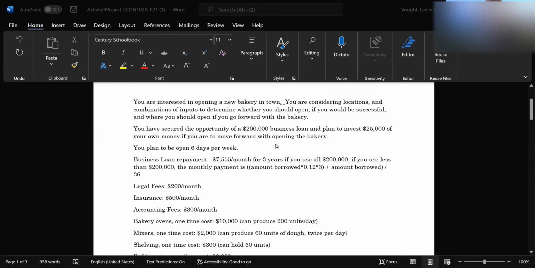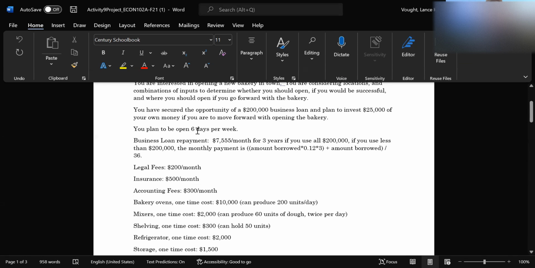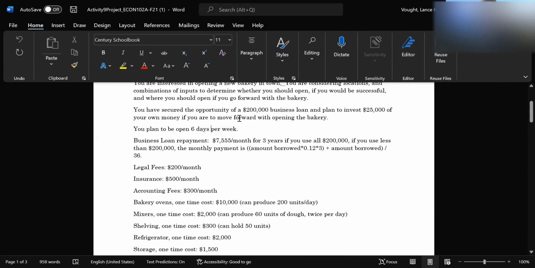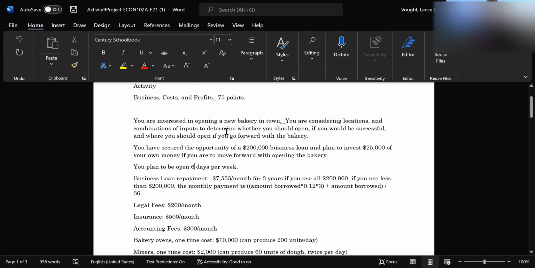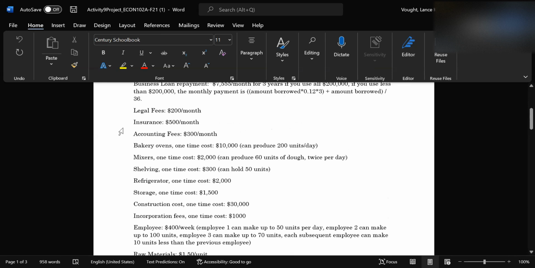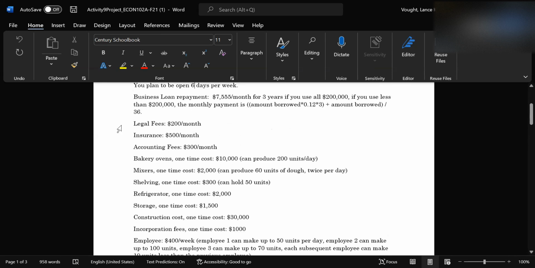So first things first, you're going to be open 6 days per week. So if you want to do this as a weekly calculation, again, everyone's answers could be different. If you want to make the analysis daily, it's going to have different numbers scaled one way. If you want to do this weekly, it's going to be scaled a different way. If it's monthly, it's going to be scaled a different way. I was just going to do it by month, because you see here the legal fees, the insurance, and the accounting fees. That's every month, and splitting those in quarters would just be a headache.